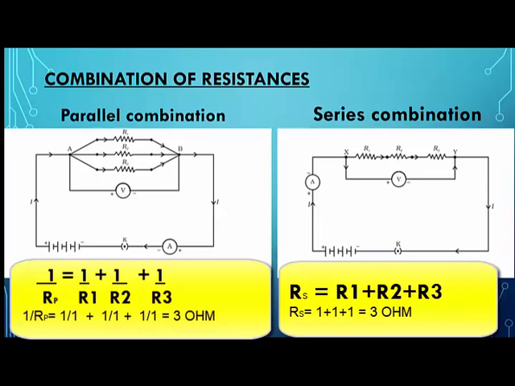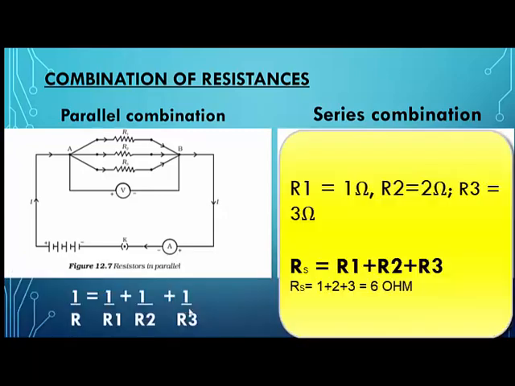Yeah, so now I'm going to give you another combination. Let's say in series combination, the first R1 is 1 ohm, R2 is 2 ohms, R3 is 3 ohms. What is the equivalent resistance? 6 ohm. Very good. If R1 is 1, R2 is 2 and R3 is 3, then the total resistance is 6 ohm, because the equivalent resistance is 1 plus 2 plus 3, which is 6 ohm.